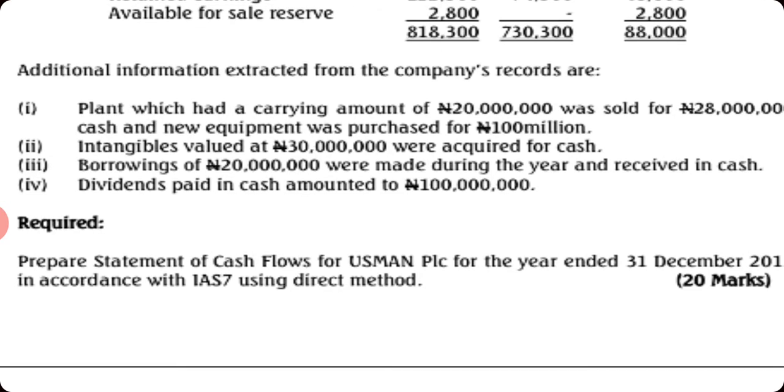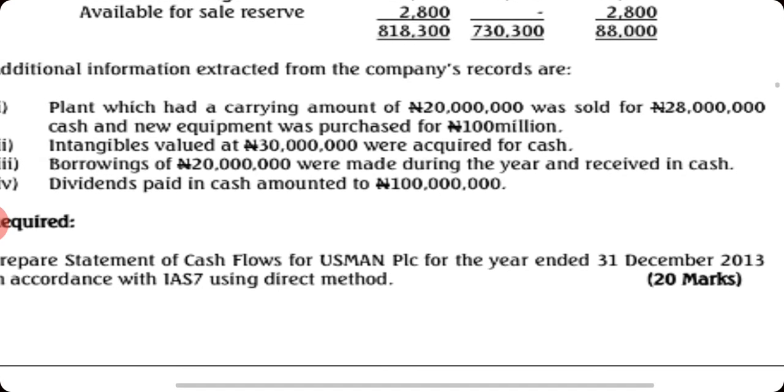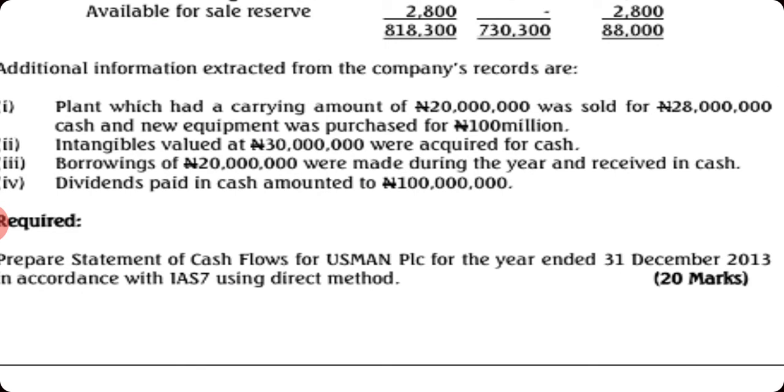So we have additional information extracted from the company's records. Plant which had a carrying amount of 20,000 was sold for 28,000 naira cash, and new equipment was purchased for 100 million. So you can see that during the year we have transactions affecting plant and equipment, so we are going to make an adjustment to that in the workings, all right?